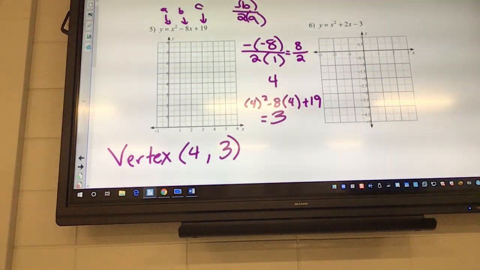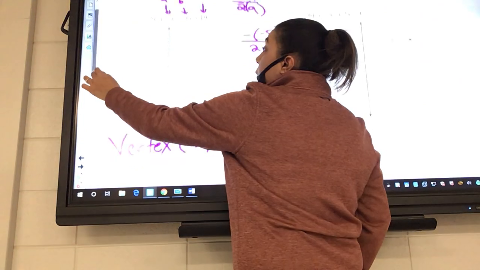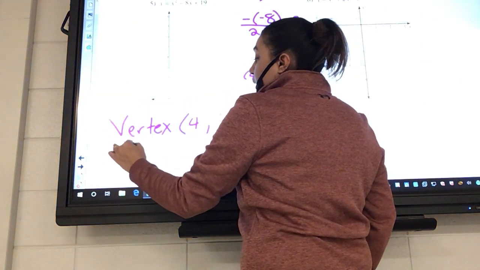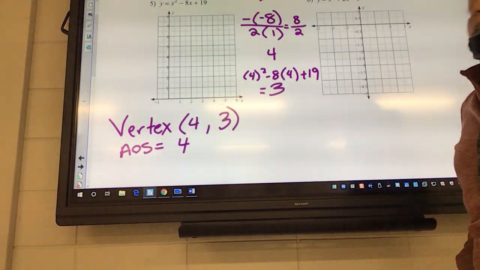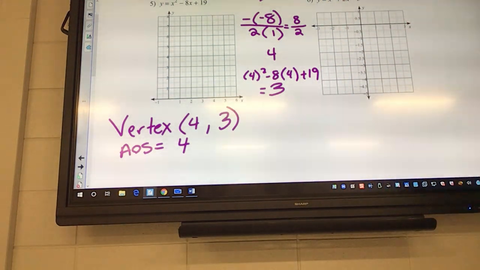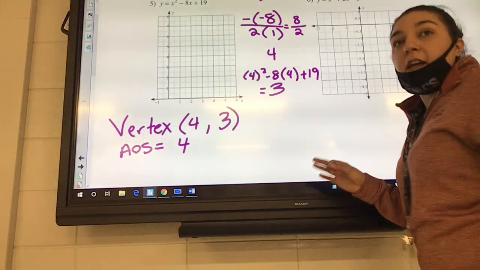The axis of symmetry is 4. The axis of symmetry is what? 4. Why? Because that's the x number. Yeah, the axis of symmetry is 4. And then does the graph open up or down? Up. It opens up. Why? Because a is positive. Okay, if a was negative, the graph opens down.